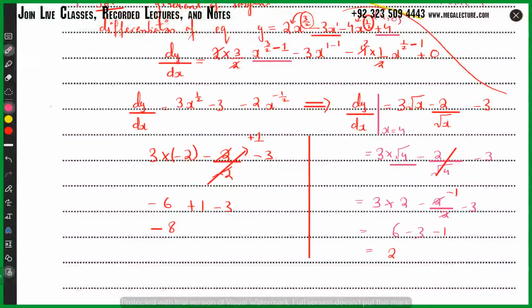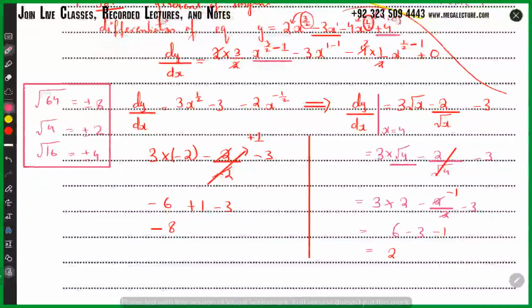No, whenever we are taking the square root of any number, let's say if we have 64 here, we write it down as plus minus 8. If it's 4, we write it down as plus minus 2. If it's 16, we write it down as plus minus 4. I'm talking about this thing. Whenever we are taking root of any number, we always consider both positive and negative values for that, right? Okay. Yes, miss.